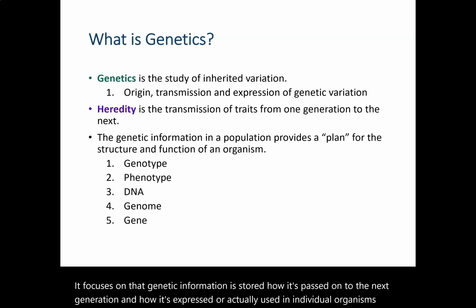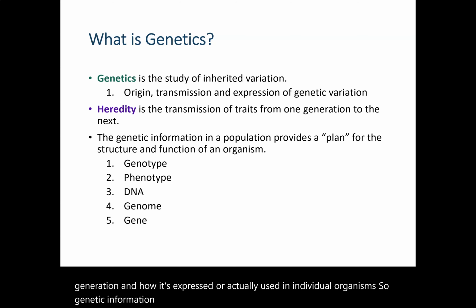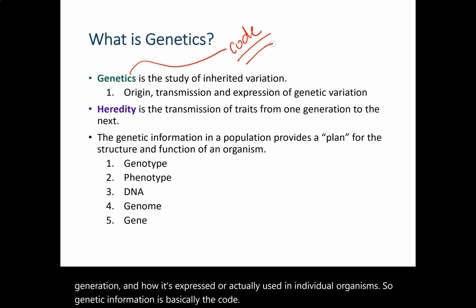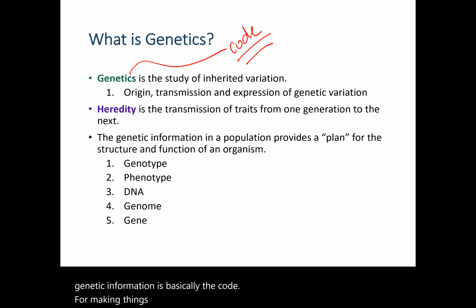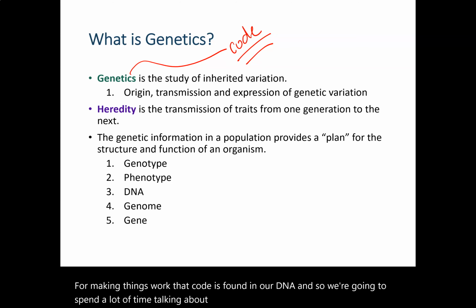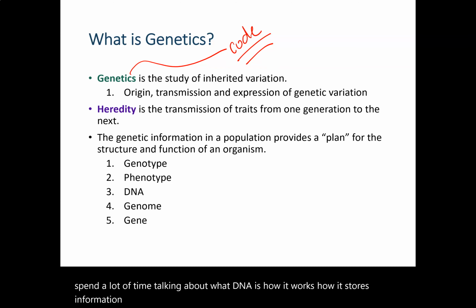So genetic information is basically the code for making things work. That code is found in our DNA, and so we're going to spend a lot of time talking about what DNA is, how it works, how it stores information, how it's passed on, and how it's used to actually affect the structure and function of living organisms.